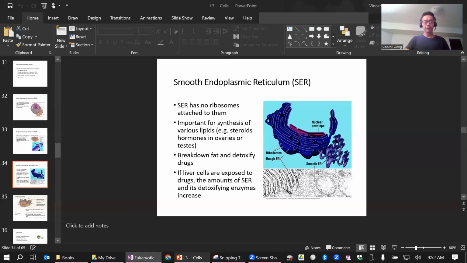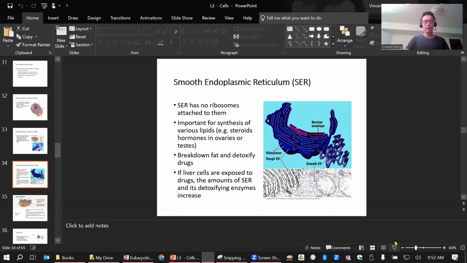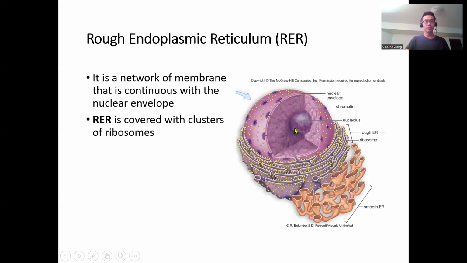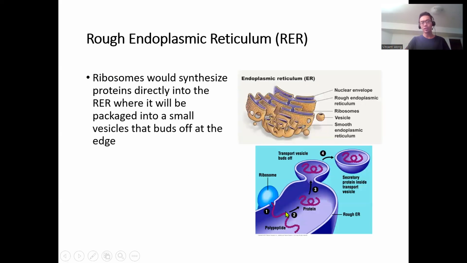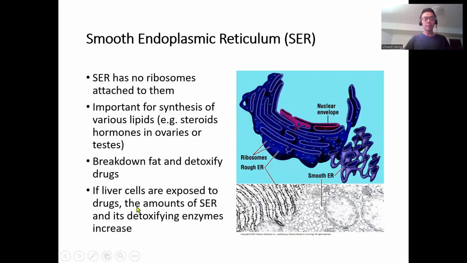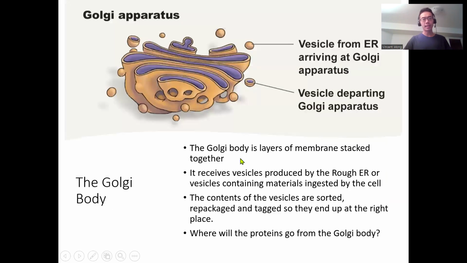Okay. Well, let's go back to our slides here. So we have the rough ER. This is the professional drawing of what's going on. It pinches off. Where is this thing going to go next? Hopefully it's going to go to the Golgi body. This part is about the smooth ER, which we'll skip for now. I'll come back to it probably next class.